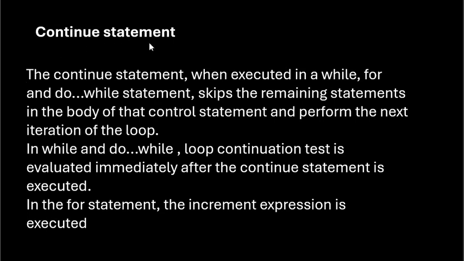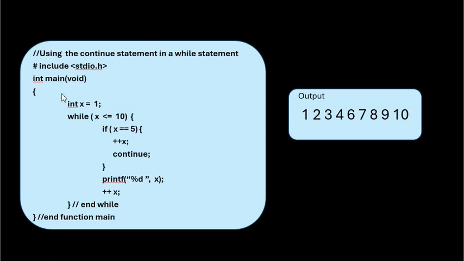Continue statement. The continue statement, when executed in a while, for, or do while statement, skips the remaining statements in the body of that control statement and performs the next iteration of the loop. In a while and do while, loop continuation test is evaluated immediately after the continue statement is executed. In the for statement, the increment expression is executed. Here we have an example.